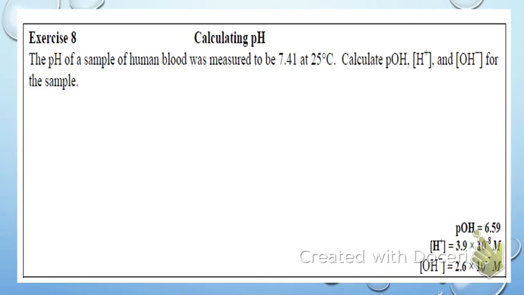Okay, so calculating the pH. Calculate the pOH, the H plus, and the OH minus for a sample of human blood, where the pH is known to be 7.41. So it's slightly what? Slightly basic. So you're all slightly basic. We could put that on a shirt.